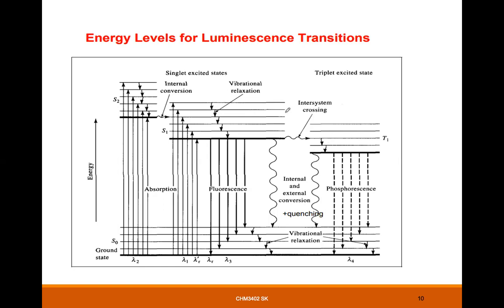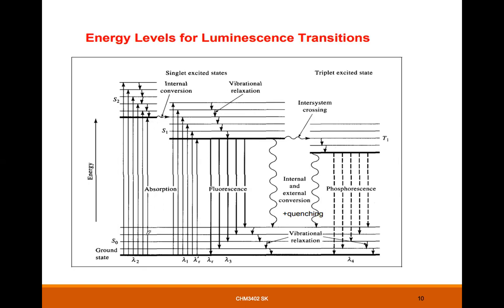So again, the electron probably decides not to go down yet, so it goes to another vibrational level of a different electronic excited state, and slowly it goes down. And finally, if it goes down to the ground state, now we have what we call phosphorescence.